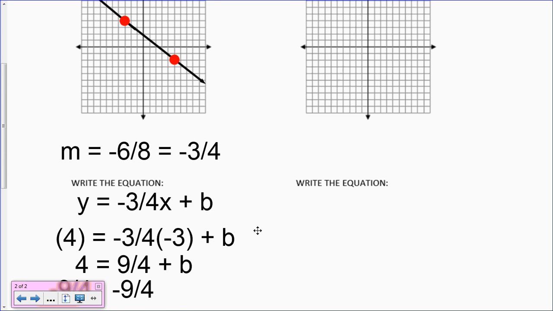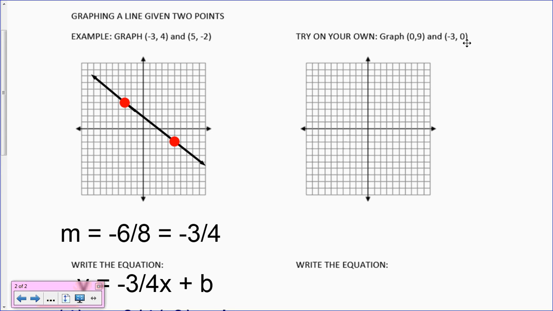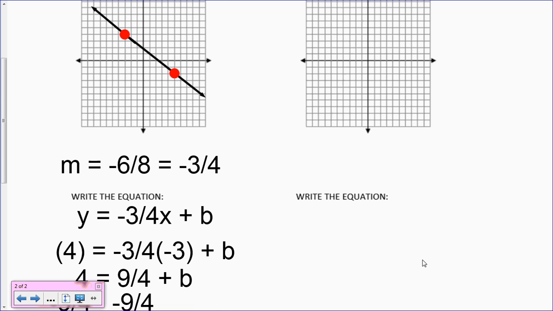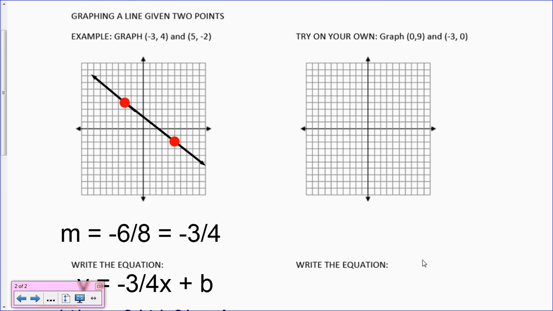Okay? So this one's a try on your own. You're going to graph these two. Notice that these two are actually the x and y intercepts. Okay? You're going to graph these 2 points, draw the line, and then you're going to write the equation. Okay? When you come back, I'll have the answer.